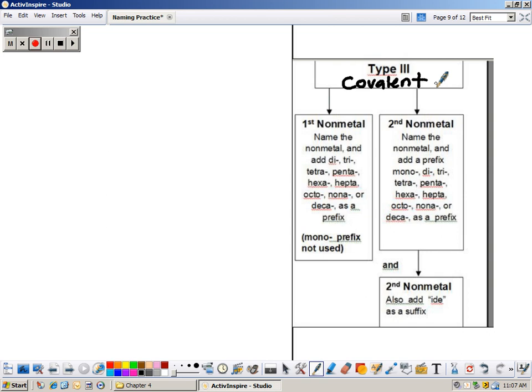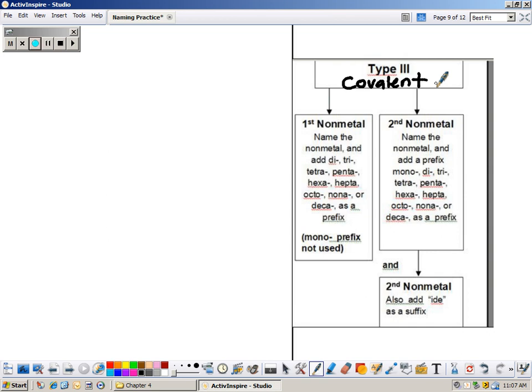Okay, so these compounds are covalent compounds. They form from covalent bonds. So there's no transfer of electrons. Instead, when these molecules form, they share electrons. So they form bonds by sharing electrons. Okay, to name these compounds, you're going to usually have two nonmetals. Okay, it's a nonmetal and a nonmetal that form a covalent bond.